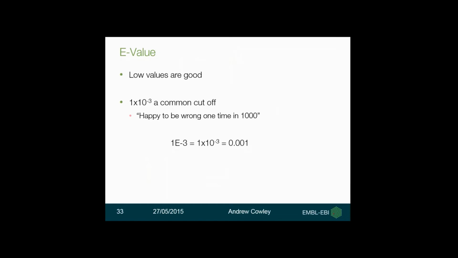And a very common cutoff is 1 times 10 to the minus 3, which is the same thing as saying, I'm happy to be wrong 1 time in 1,000. And a quick note about the way that this is represented on the page. On our results, we use 1e-3. This is saying the same thing as 1 times 10 to the minus 3, which is the same thing as 0.001. So it's just represented in different ways, but it means the same thing.